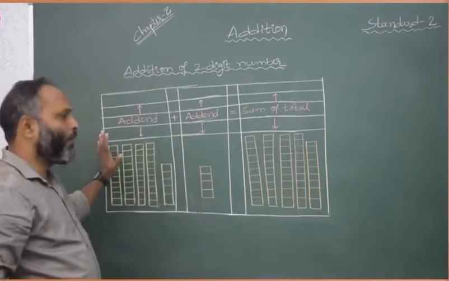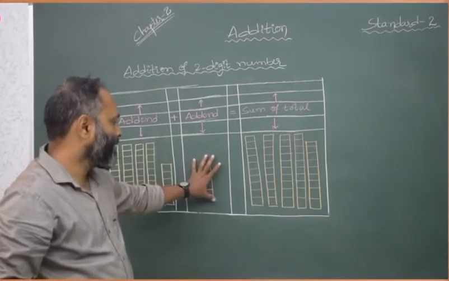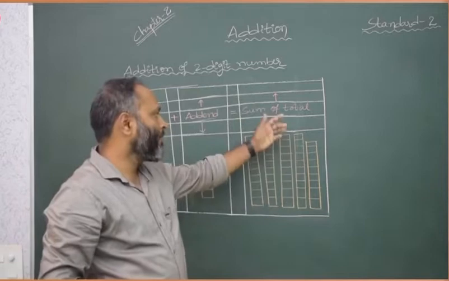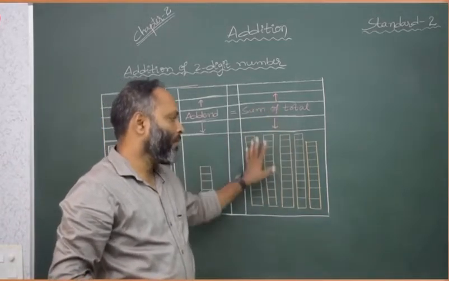Whatever we are going to add, they are called addends. This one is an addend and this one is also an addend, and the answer is this. So this is nothing but the sum. We call it the sum or otherwise the total.